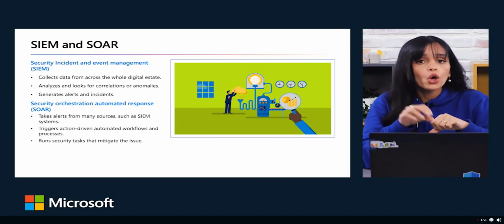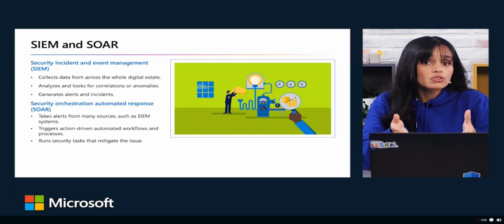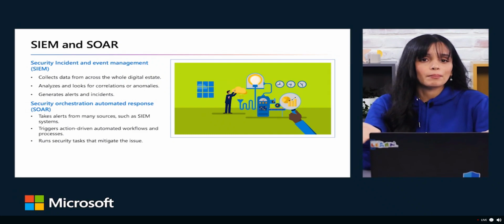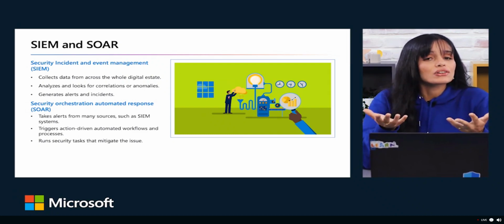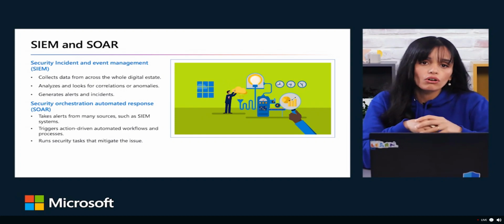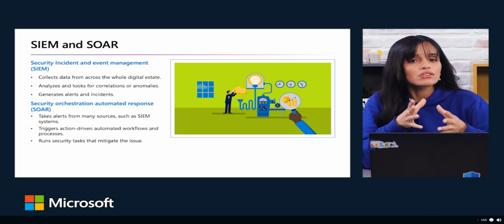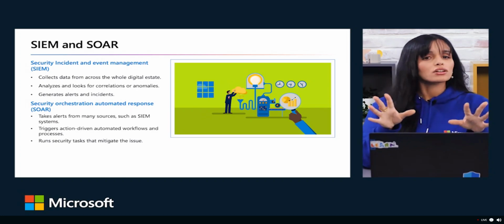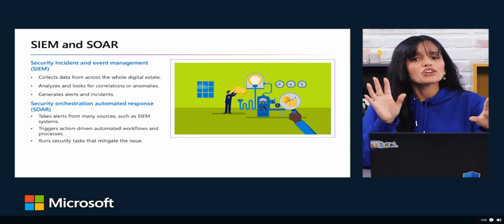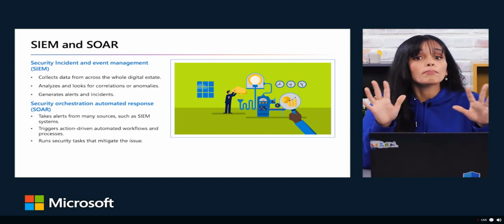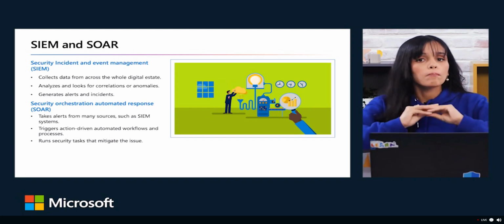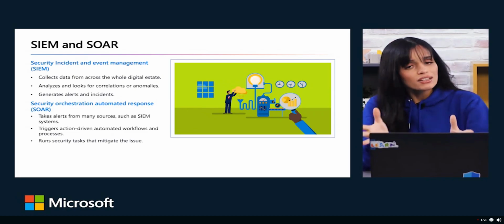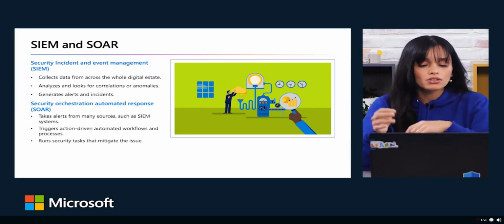security orchestration automated response. A SOAR system takes alerts from many sources, such as a SIEM system. The SOAR system then triggers action-driven automated workflows and processes to run security tasks that mitigate the issue. To provide a comprehensive approach to security, an organization needs to use solutions that combine both SIEM and SOAR functionality. Now let's look at Microsoft's solution for SIEM and SOAR.